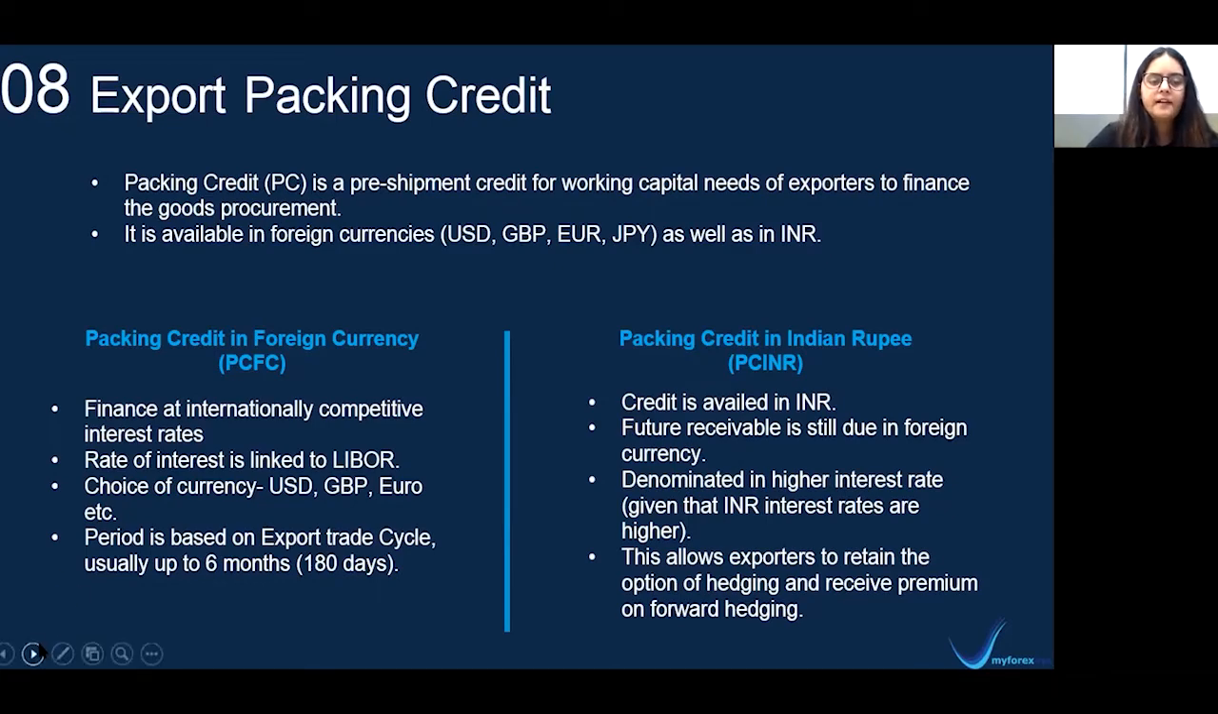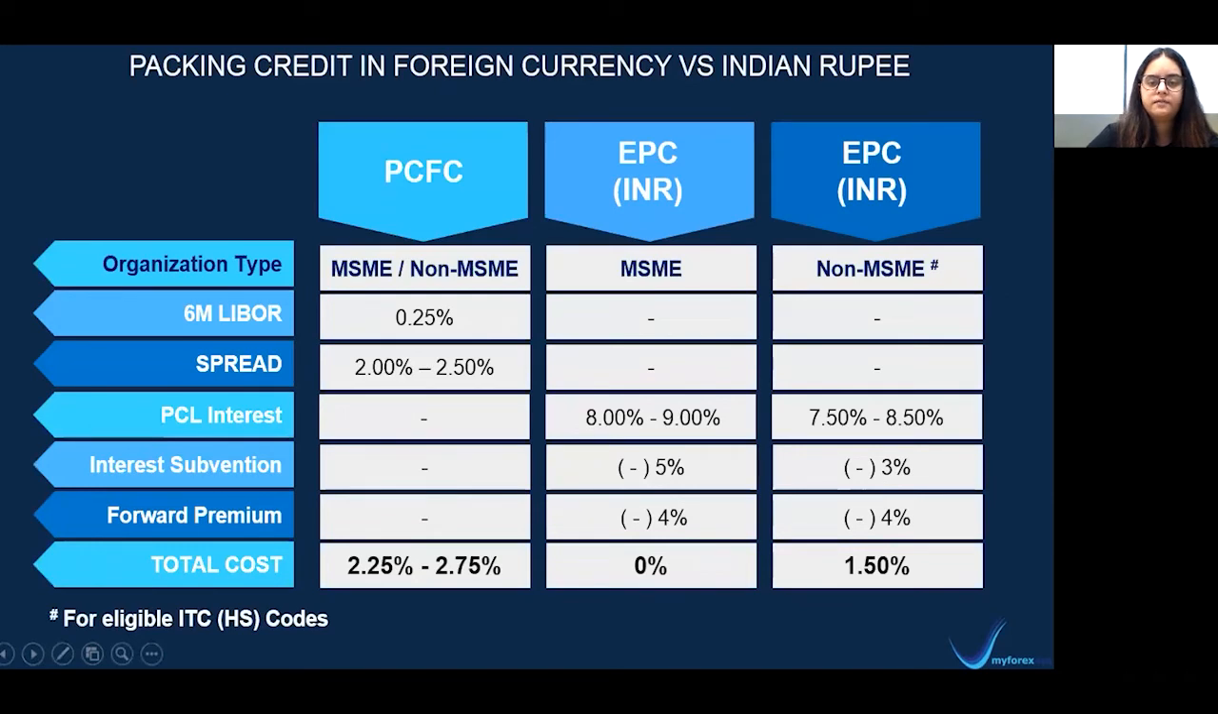Now let us compare PCINR with PCFC. As you can see, we have made this table in which we have MSMEs and non-MSMEs. MSMEs and non-MSMEs are given interest subvention in which they are provided a deduction in the interest rates. Let us now compare what is the total cost in case an exporter avails PCFC and what is the total cost if he avails PCINR.